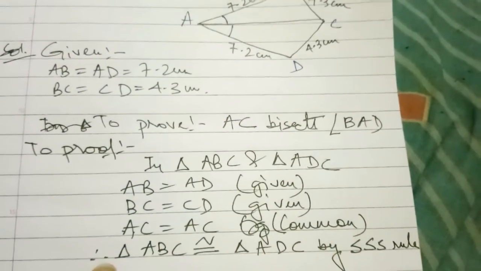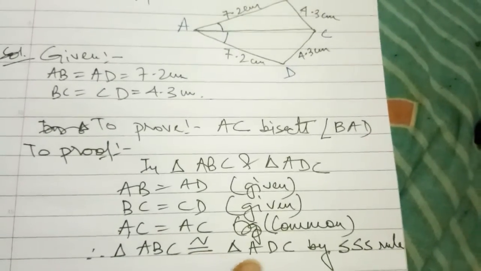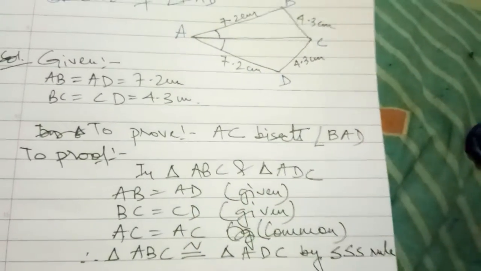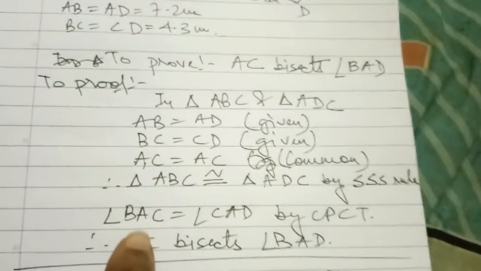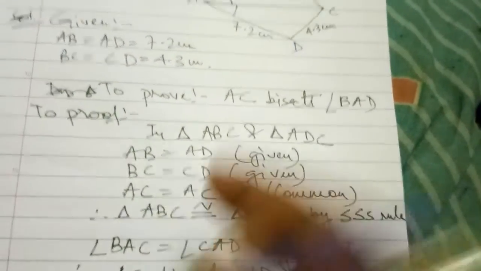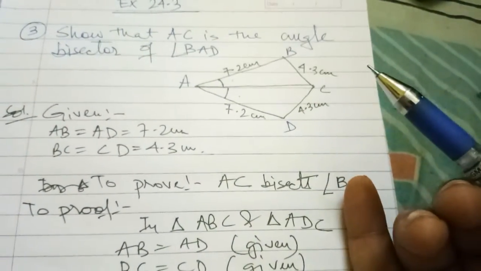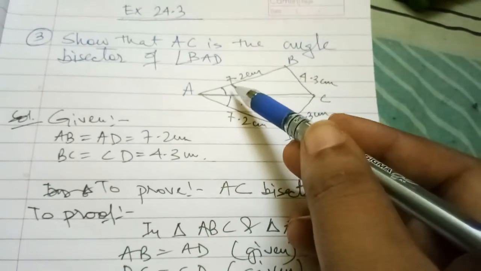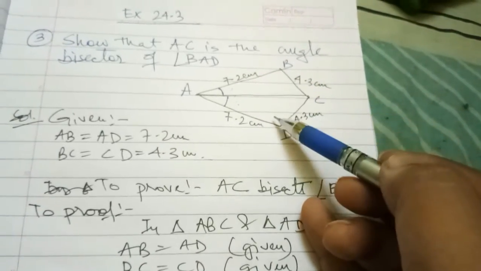Now therefore triangle ABC is congruent, this is the symbol of congruent, to triangle ADC by the SSS rule. All three sides are given, for this we go by the side rule. Next, angle BAC and angle CAD. Now we have to prove that these angles are equal. Once both the triangles are congruent, I can say this angle and this angle are equal, and this angle and this angle are also equal.